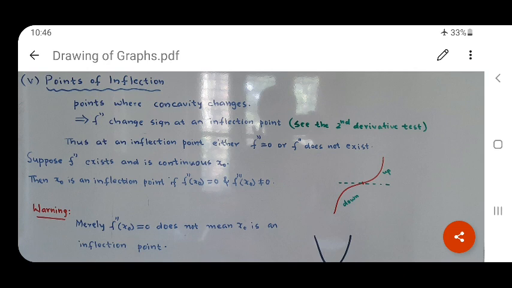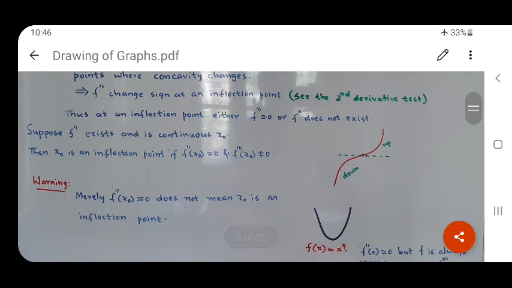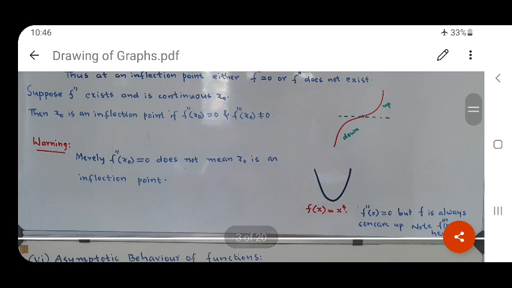Moreover, if f double dash exists and is continuous, then x naught is an inflection point if f double dash x naught equals 0 and f triple dash x naught is different from 0. But merely the second derivative equal to 0 does not mean it's a point of inflection, because if you consider f of x equal to x power 4, the graph of which is parabolic, then it is always concave up. But at x equal to 0, f double dash equals 0, and f triple dash also is 0. And since it is always concave up, there is no point of inflection.